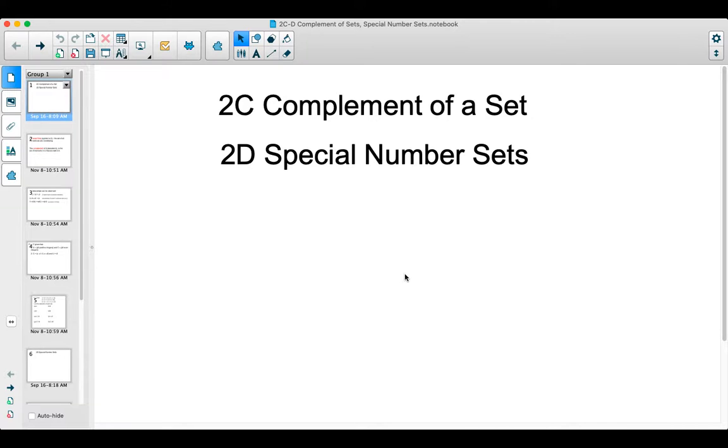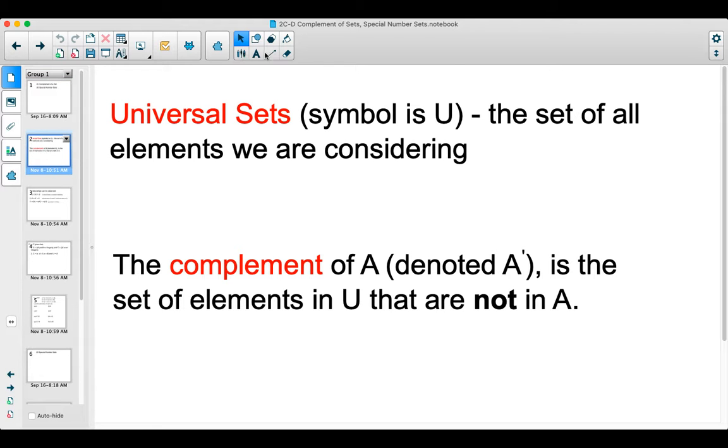Okay, in this video, we are going to talk about a complement of a set. So we're going to look at section 2C and just some terminology that we're going to have to know. A universal set, the symbol of that is going to be U, and it is all the elements within the set. So absolutely everything that would fall under the set that is being talked about.